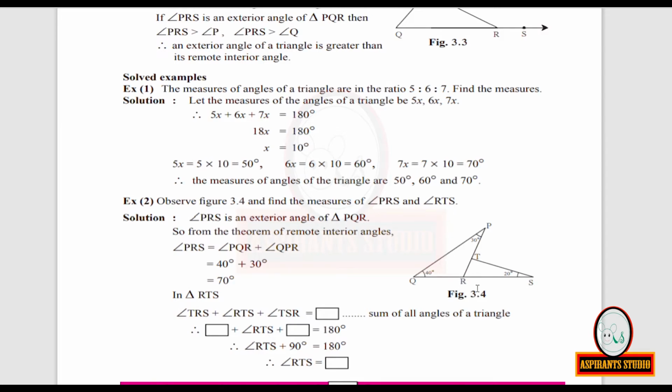Now see the triangle RTS. In triangle RTS, measure of angle TRS plus measure of angle RTS plus measure of angle TSR is equal to 180 degrees. So in this first box, you get 180 degrees.